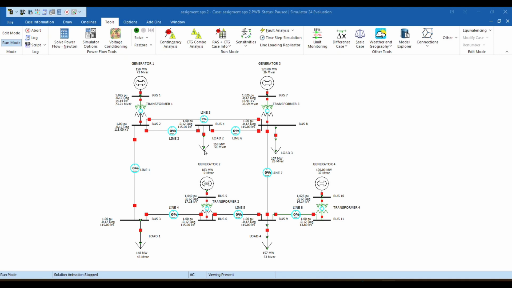However, if we look at the transmission line and transformer line, we can see a 0% indicator. This means the power flow has not been calculated yet. The system is just primed and ready. So now I will simulate.